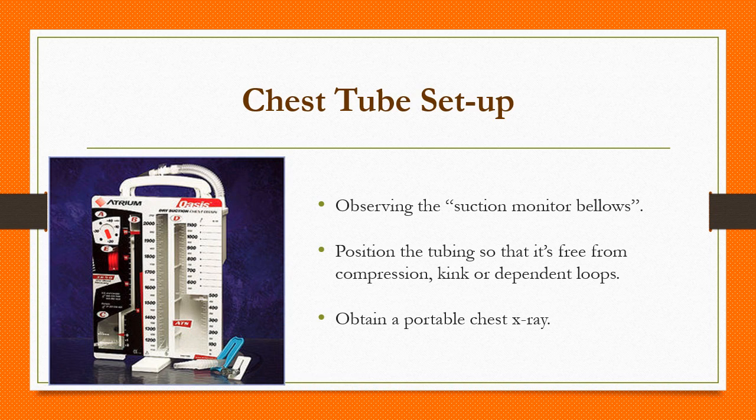Confirm adequate suction operation by observing the suction monitor bellows. The orange bellows must extend to or beyond the triangular calibration mark. If the bellows has expanded but is less than the triangular marking, the wall-mounted suction regulator must be increased. Position the chest tubing so that it's free from compression, kinks, or dependent loops. Tube blockage and/or fluid accumulation in the loops will decrease the function of the chest tube. Obtain a portable chest X-ray to confirm chest tube placement directly after insertion.